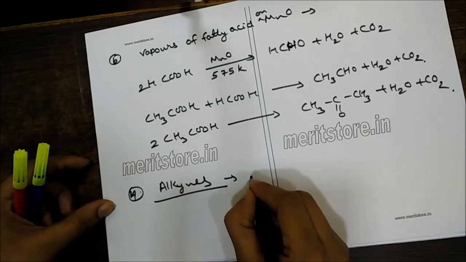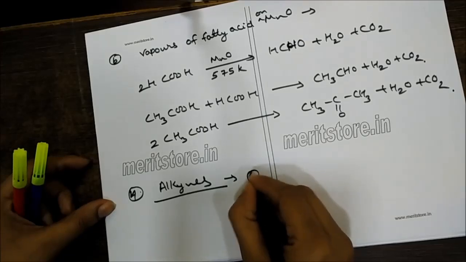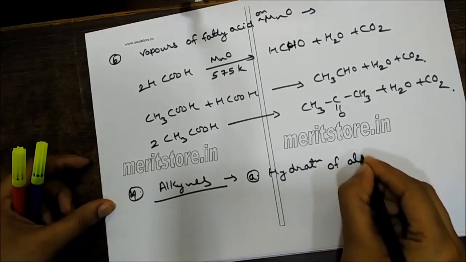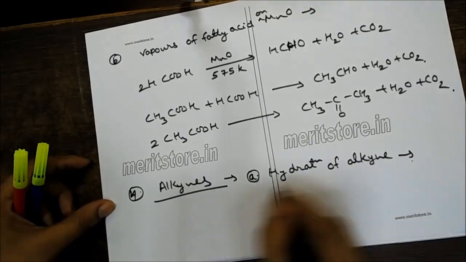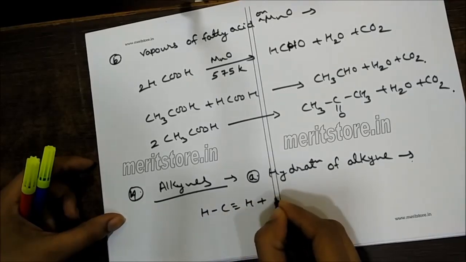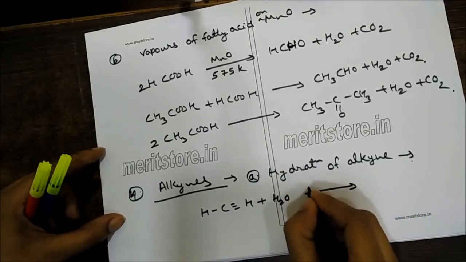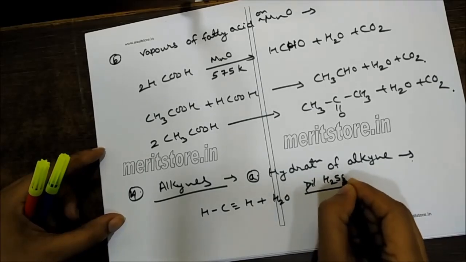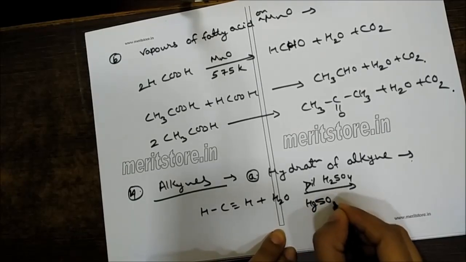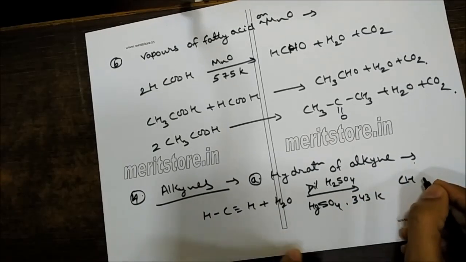From alkynes, there are two methods. First is hydration of alkynes. Hydration of alkyne will give aldehydes. This reaction is done in presence of dilute H2SO4 and mercuric sulfate at the temperature of 343 Kelvin.